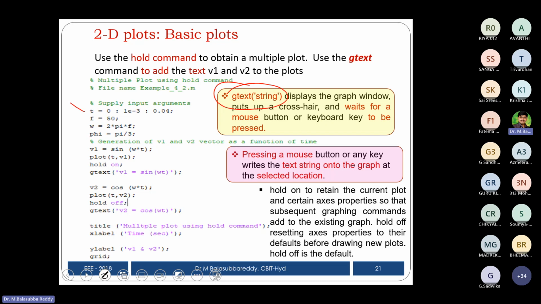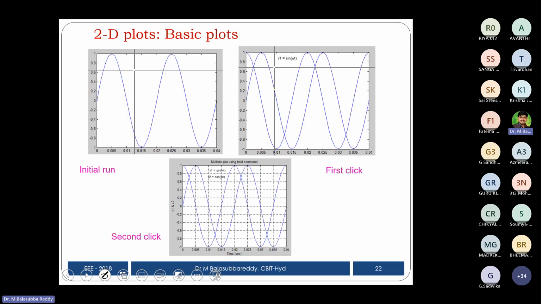Let it be t, f, omega, pi, the same plot I'm showing you. And the voltage is V1, then gtext, hold on, it will wait. And here I want to write something wherever you require. What I'm writing is V is equal to sine omega t. Therefore, if you click there, you will get sine omega t. After that, again a second plot will be there, and it will show you V2 is equal to cos omega t, wherever you want it to be. So that's what I'm showing you.